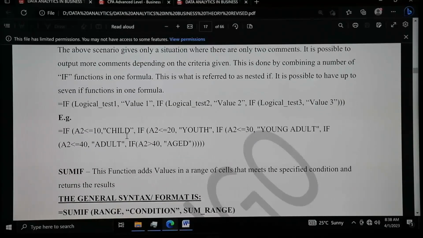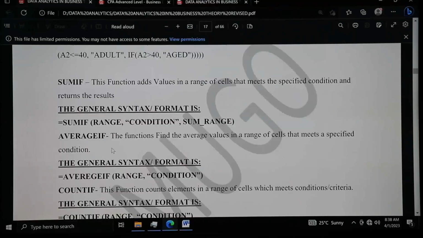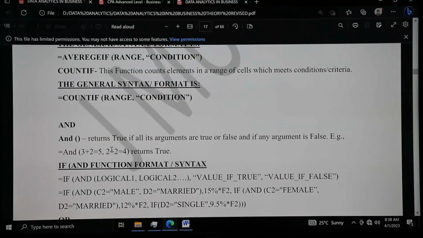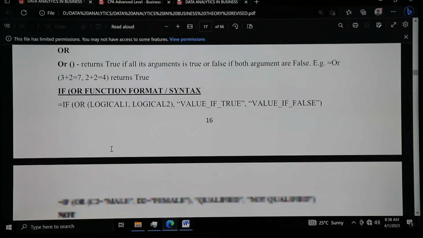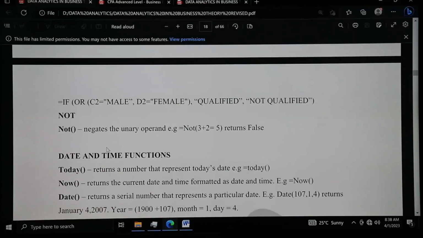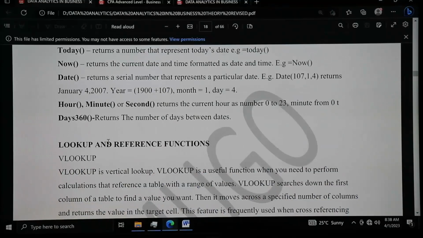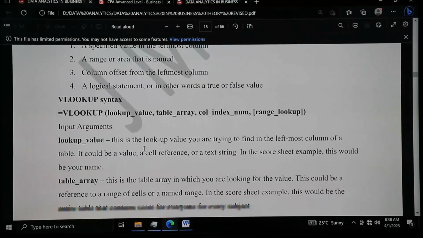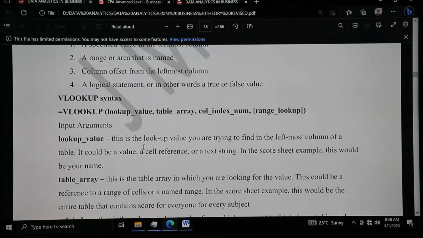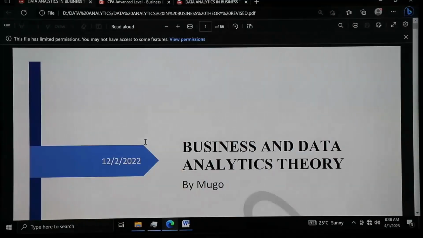Other functions that involve the IF function include SUMIF, AVERAGEIF, COUNTIF, the IF AND function, and the IF ALL function, which we did. We have functions that we use in date and time. We also discussed lookup and reference functions, that is the VLOOKUP, the HLOOKUP, and the MATCH and INDEX functions, which again we applied in Excel. So this is the part that you are referring to as introduction to Excel.